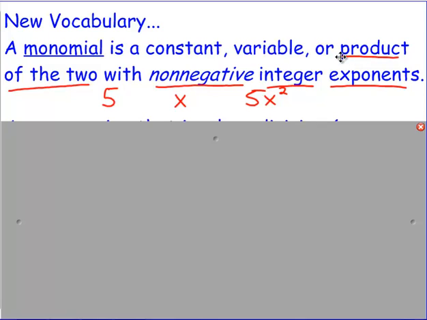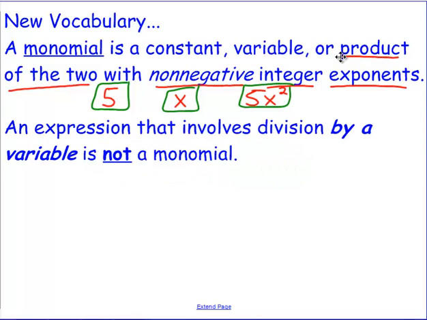You're basically looking for a term of one term, no addition or subtraction involved. Each of those would be examples of monomials. One big thing to look out for, if you have division by a variable, that is not a monomial. Meaning if I had something like x over 5, x divided by 5, that still qualifies as a monomial. That's good. However, if I had 5 divided by x, since I'm dividing by a variable, that does not work, and that is not a monomial.